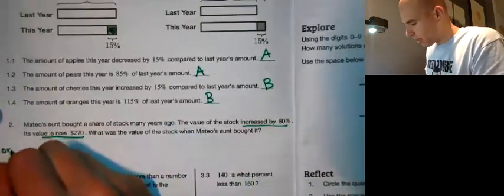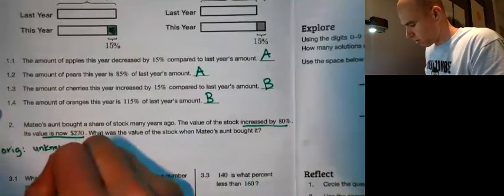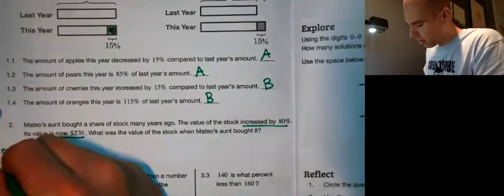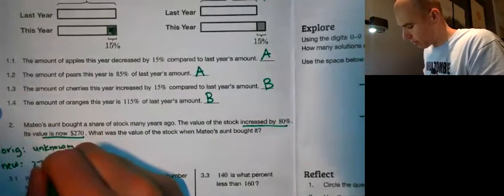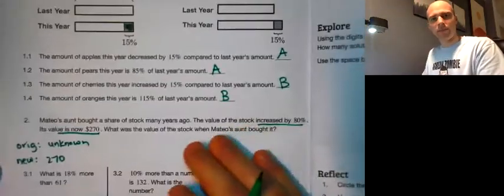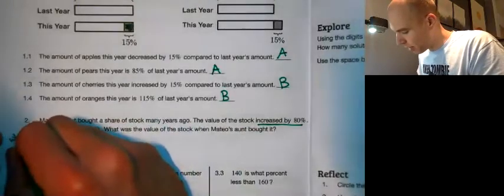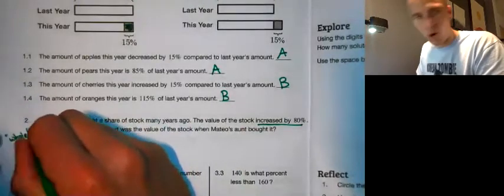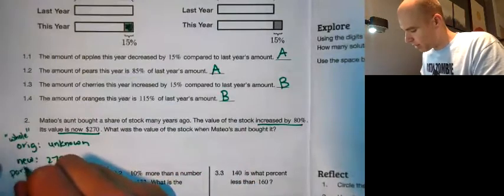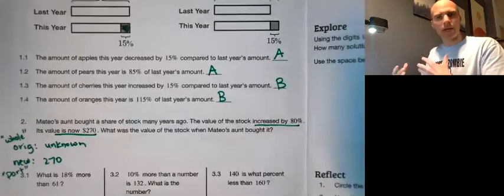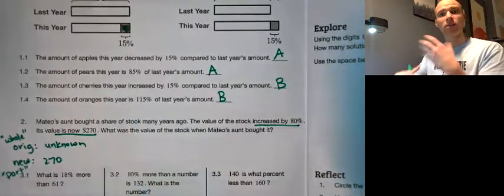The original amount that we want to find is unknown. The new amount is 270. If you're in my class, you should be getting used to me using these words original and new, but the original amount is the same as your whole amount that we've talked about a lot, and the new amount is the same as your part that we've talked about a lot. And we know how to handle questions with whole and part as long as there's a percent involved, right?